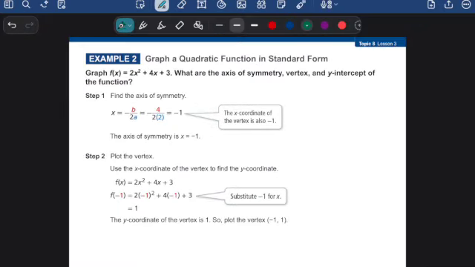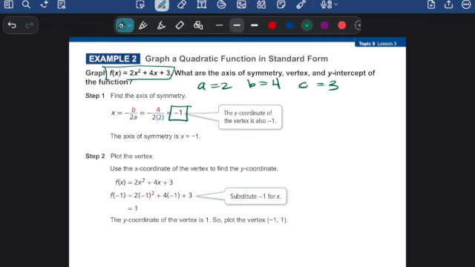Example 2, we can use that information to graph a function. So here let's identify what a, b, and c are. A equals 2, b equals 4, c equals 3. And then we're going to do our ratio to find the axis of symmetry. So opposite b over 2a, plug in those values. B is 4, a is 2. We simplify. So our axis of symmetry is going to be at -1. So there's our symmetrical line at x equals -1.